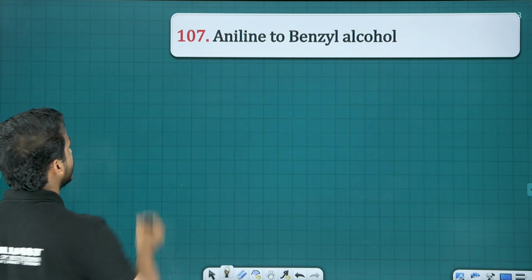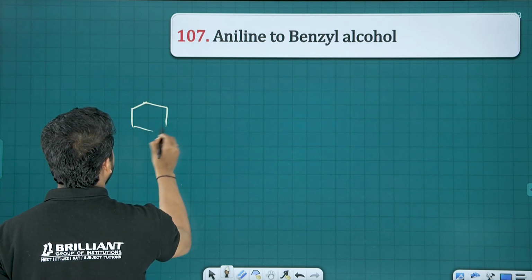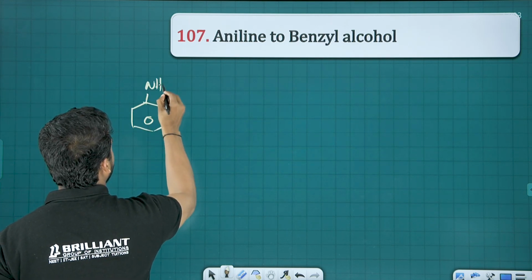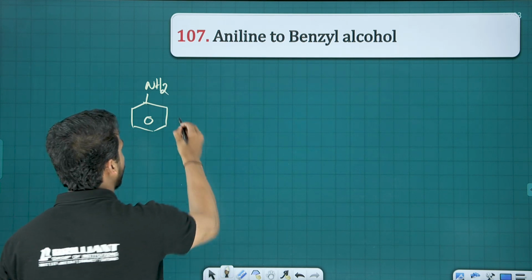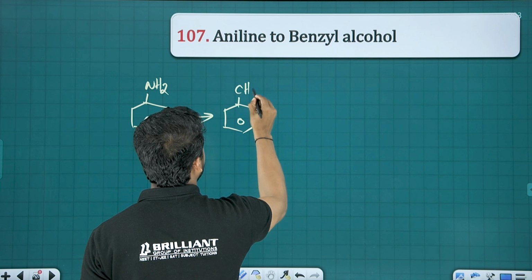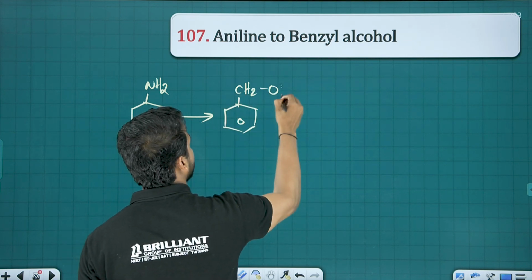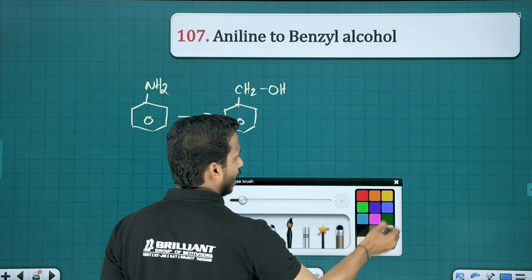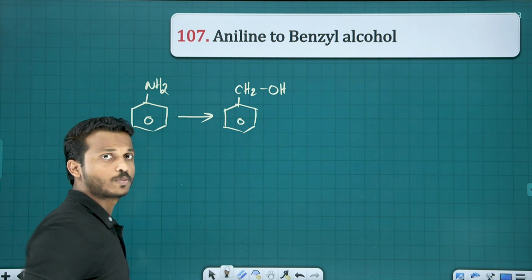Next one, 107. How will you convert aniline to benzyl alcohol? What is benzyl alcohol? Benzene with CH2, this is called benzyl, okay? Benzyl alcohol. Okay, let us bring a carbon here.